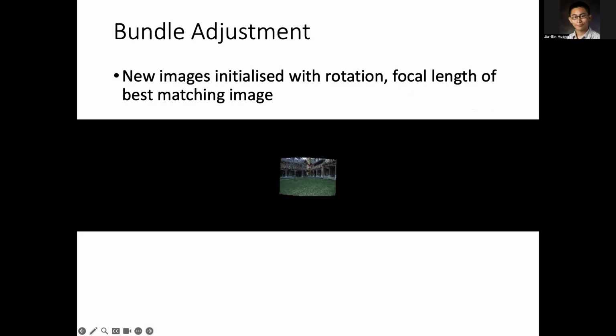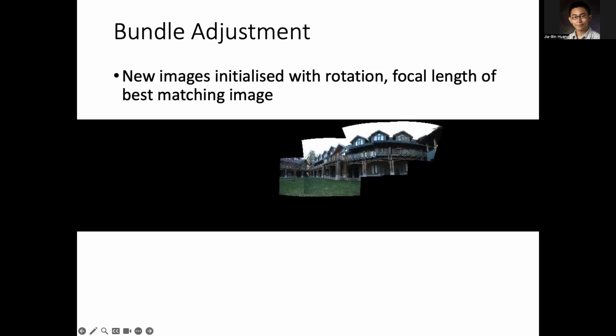It's called bundle adjustment. The basic idea is that I start with a single image, and every time I add an image, I adjust everything, all the rotation and intrinsic estimation, so that they align well. Every time I add an image, I match it and iteratively optimize everything. So this is the process.